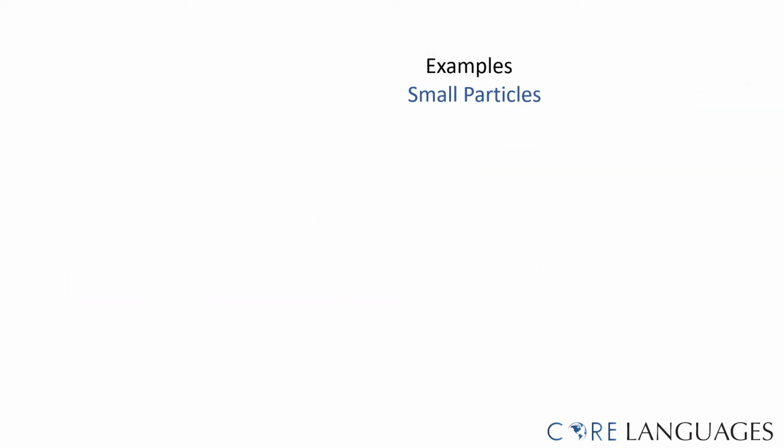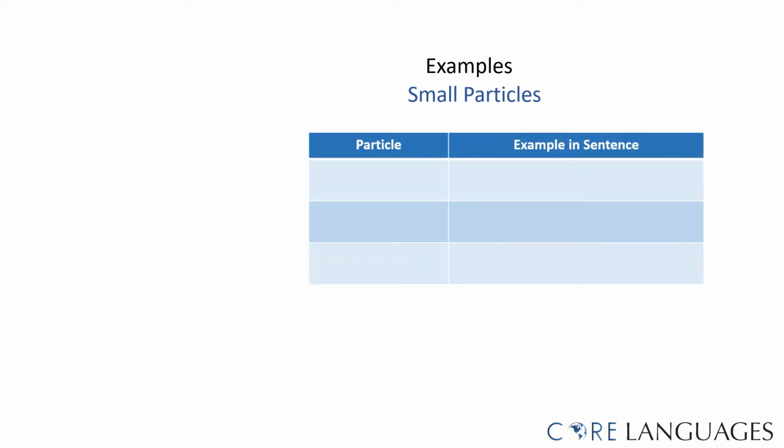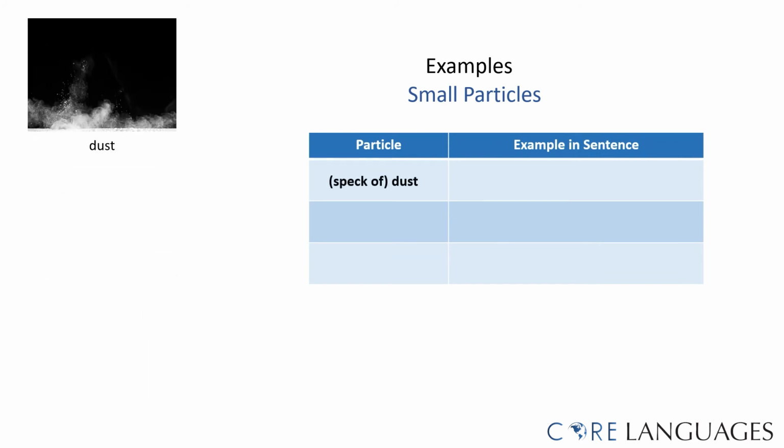Here are examples of sentences that use small particle uncountable nouns. For example, the noun dust. We cannot say 2 dusts or 3 dusts, but we can say a speck of dust. We are waiting for the dust to settle.